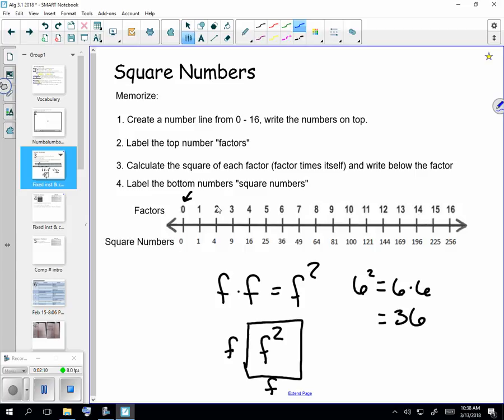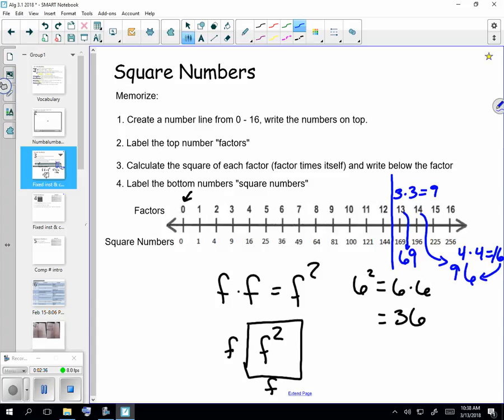Here's a tip. Most students can get through 12 because you had to memorize them in elementary school. In 13 squared, you have 169. In 14 squared, you have 196. 3 times 3 equals 9. 4 times 4 equals 16.